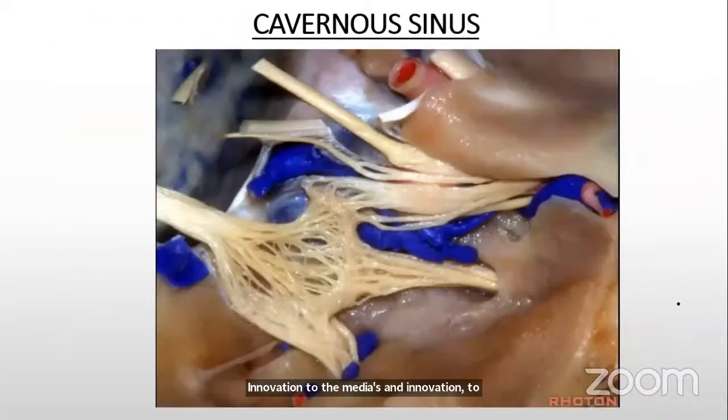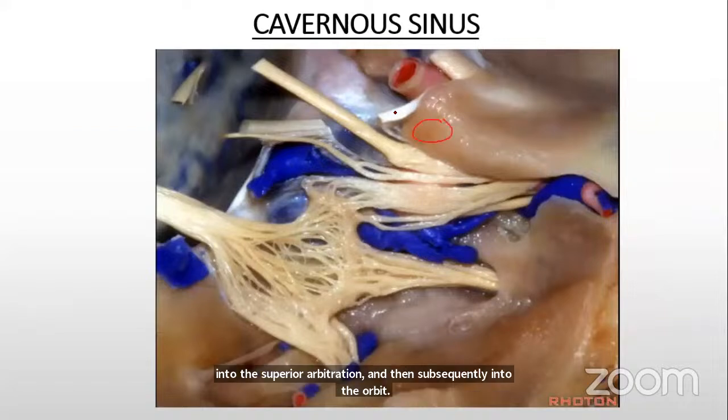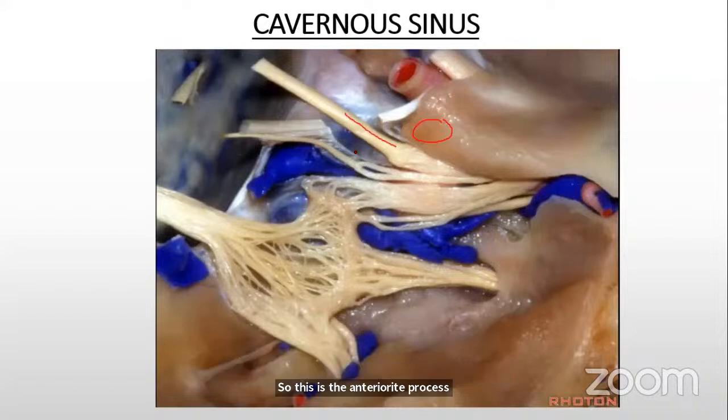A brief overview of the cavernous sinus. The lateral part of the cavernous sinus is the area from where all these nerves pass to enter into the superior orbital fissure and then subsequently into the orbit. So this is the anterior clinoid process. This is the third nerve. This is the fourth nerve, the trochlear nerve. This is the ophthalmic division of the trigeminal nerve, and this nerve is the abducens nerve.